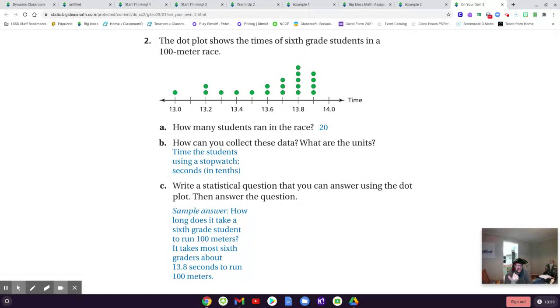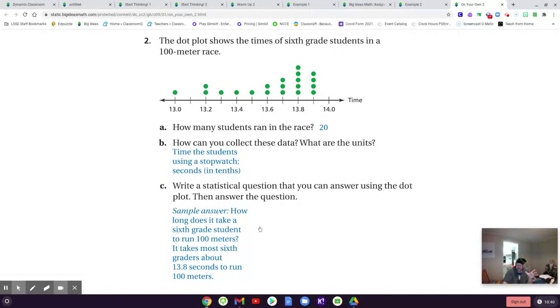And then how could you collect the data? Well, if you're timing them on a 100-meter race, you would use a stopwatch, and you would normally do it in seconds if it's a 100-meter race. And then write a statistical question you could answer. So you could say, what is the fastest time? You could say, how long does it take a typical student to run 100 meters?